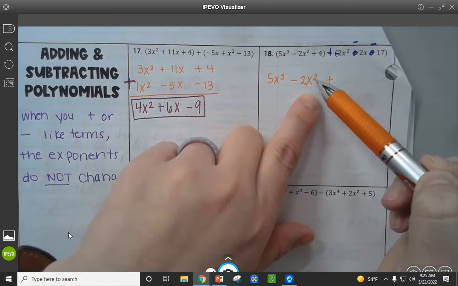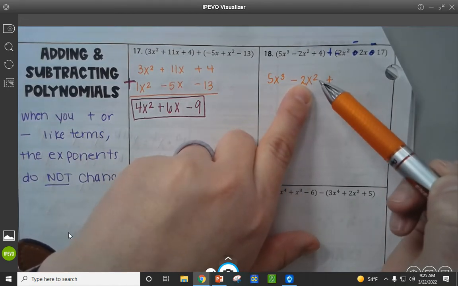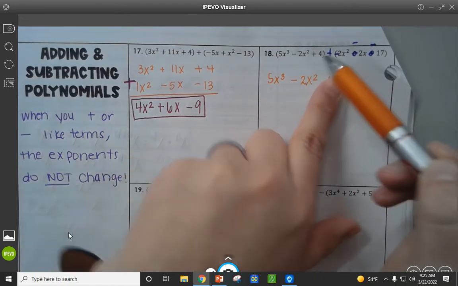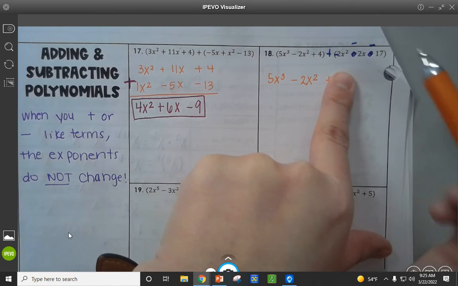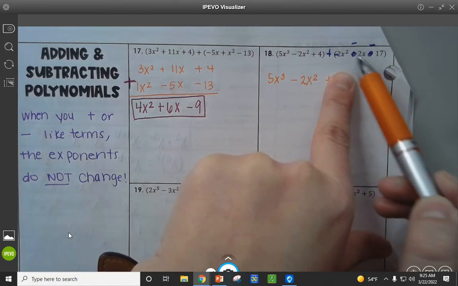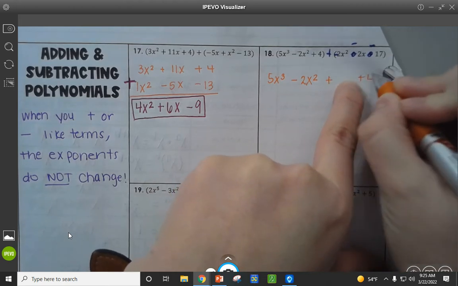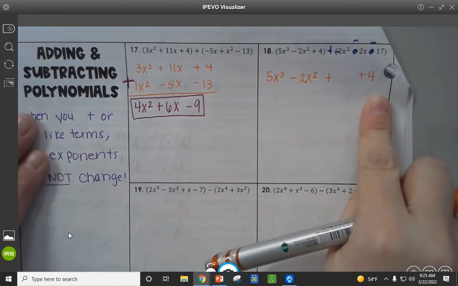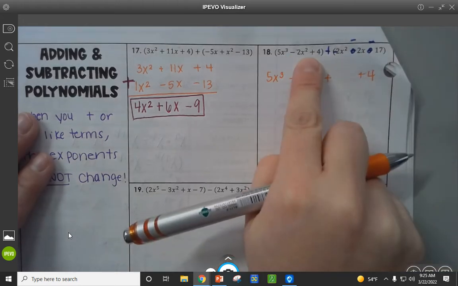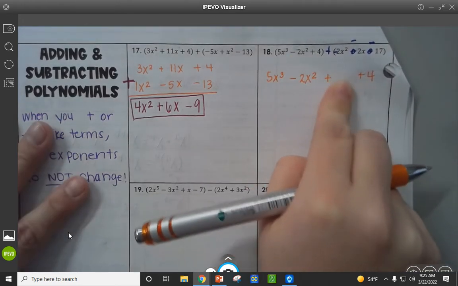Now, what would normally come after an x squared? An x. But I don't have a plain x, so I'm going to leave a space because in this next one, there is a plain x. I need to leave a space for that. So I'm going to leave a space and put this plus 4 at the end. This one was missing a plain x, so I left a space for that.